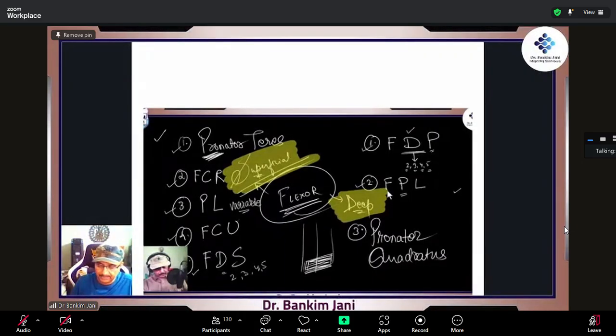And finally, the pronator quadratus, which is over here, right at the wrist. So pronation, supination movements, I hope you know it very well. Supination is this and pronation is this. Right? So we have now covered these 8 muscles. The flexor component of the forearm is done.